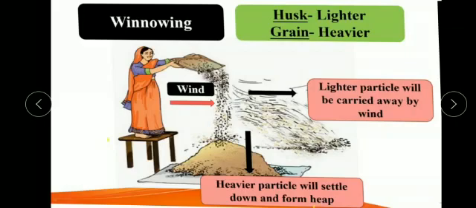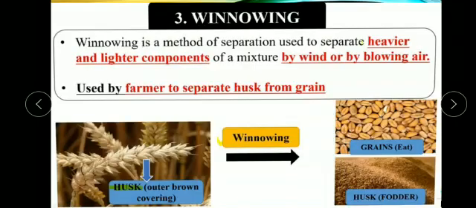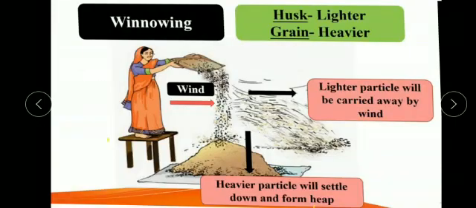So now come back to the definition. Now you will understand: winnowing is a method of separation which is used to separate heavier and lighter component of a mixture. How? By wind and by blowing air. It is used by farmers. Why do they use it? To separate husk from grain. So maybe you have understood now.